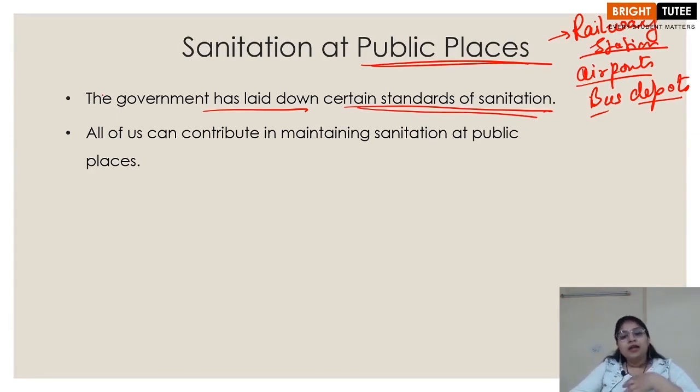So that is why we can contribute by not littering around, and by using dustbins. If you are eating a chips packet and you do not see a dustbin around you, you can take that packet along with you to your home and then throw it there, instead of throwing it here and there in any public place.